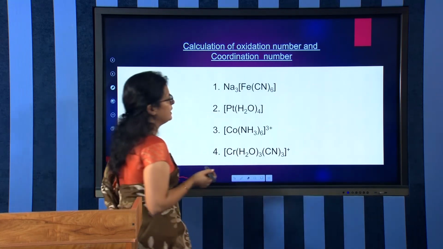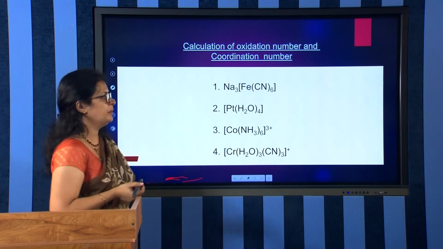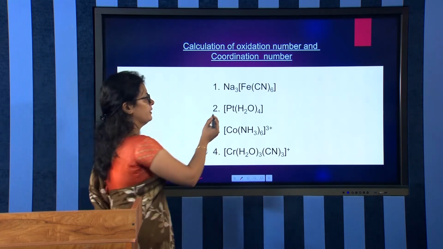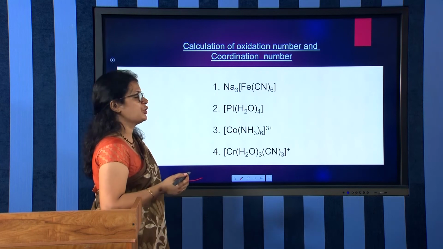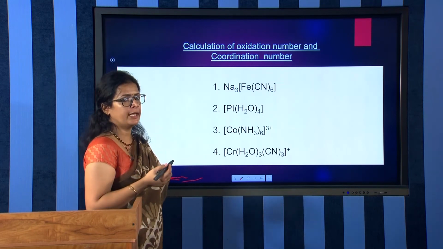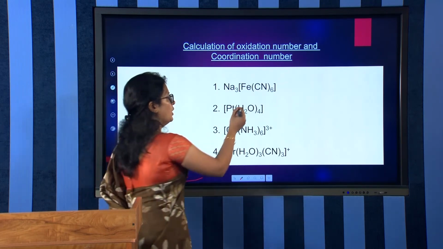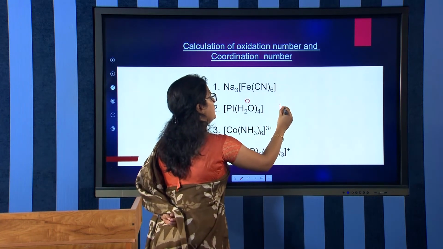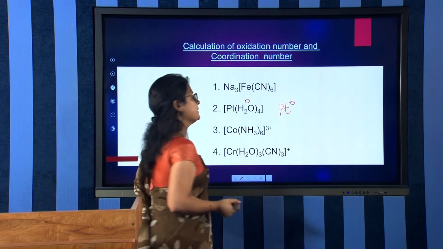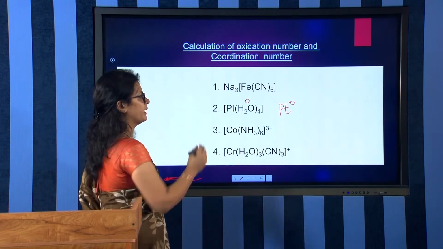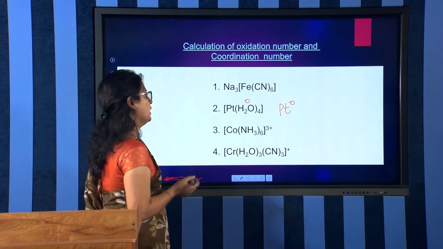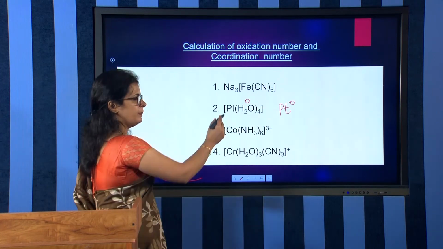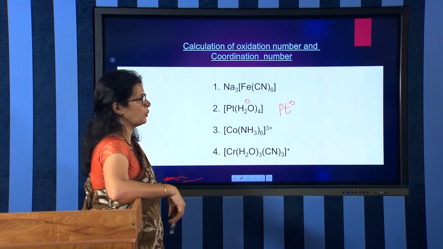It is [Pt(H2O)4]. In this complex, you have the central metal atom platinum. H2O is a neutral ligand, that is charge 0. Again, platinum will be in the 0 oxidation state. So oxidation number of the central metal atom will be 0 here. No charge is given outside the coordination sphere. So the platinum is 0.